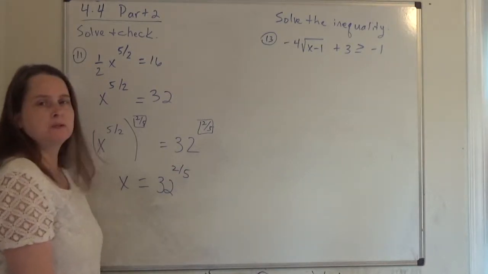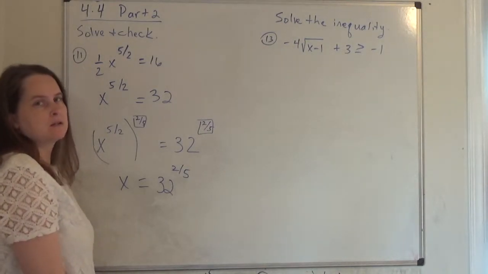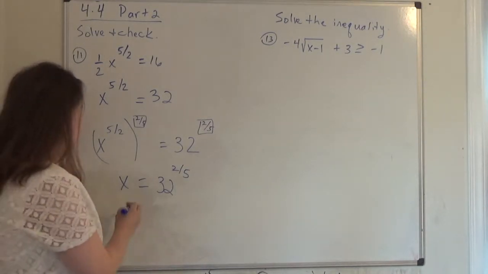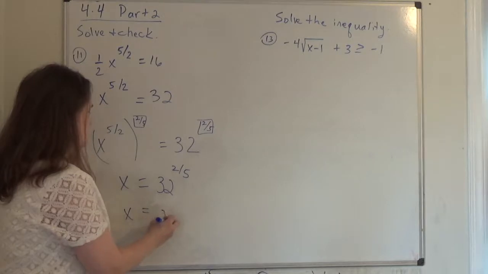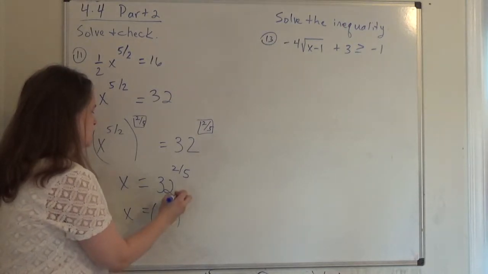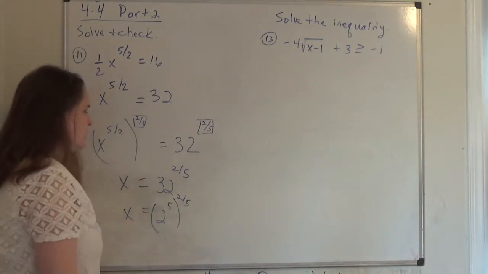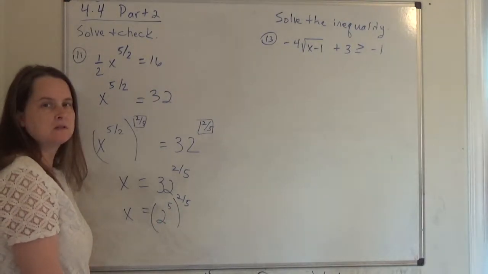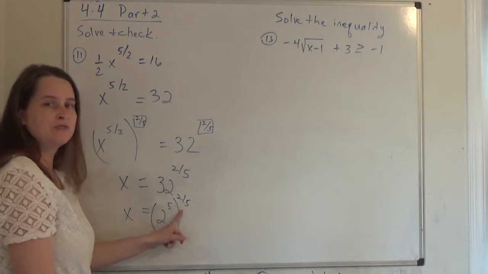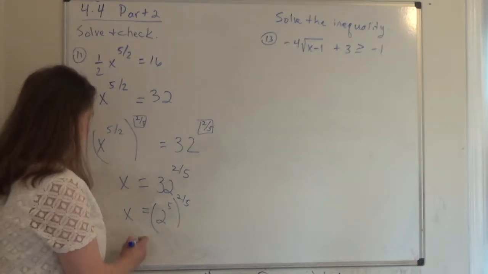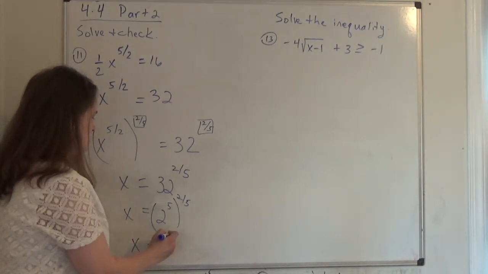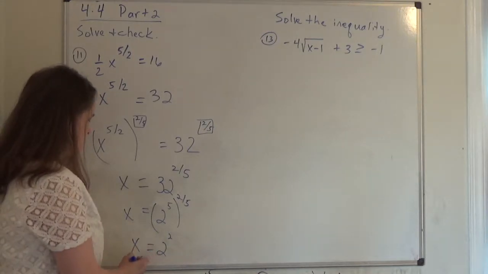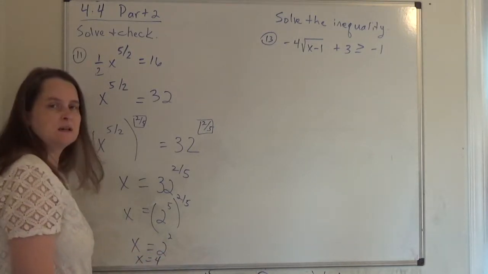Okay? Well, we've been doing factor trees, and we know that we can break 32 down to 2 to the 5th. So I can say 2 to the 5th raised to the 2/5 power. And now because I'm doing a power to a power, I need to multiply my exponents. 5 times 2/5 gives me 2. So this is 2 squared, or 4. So we got x equals 4.